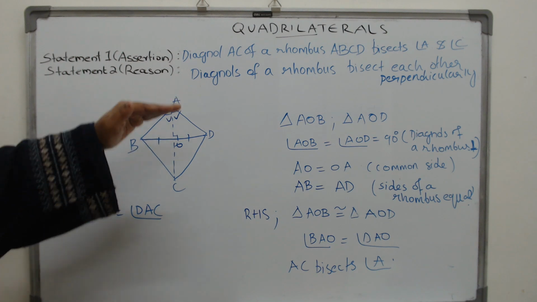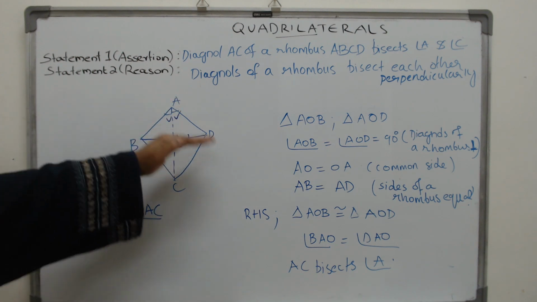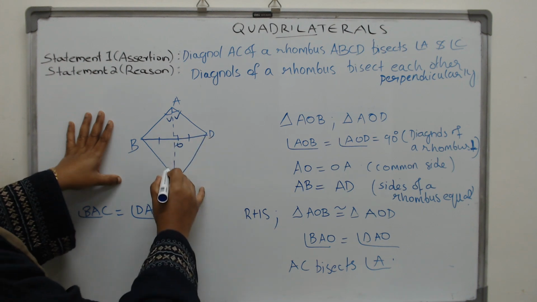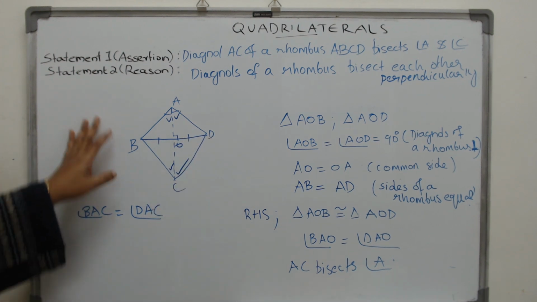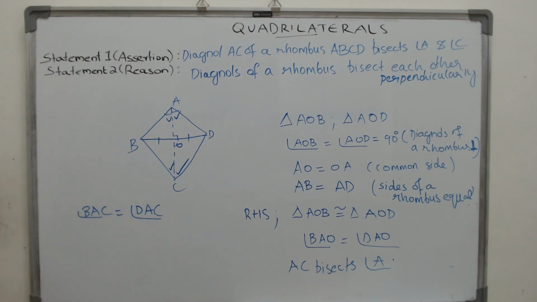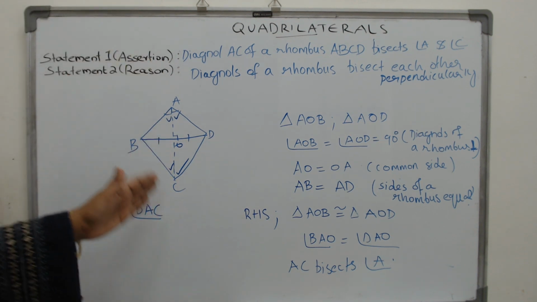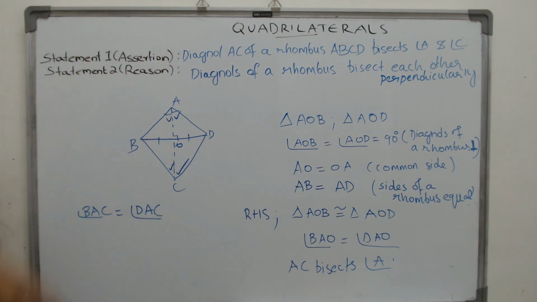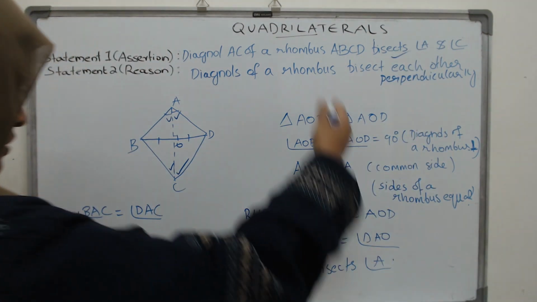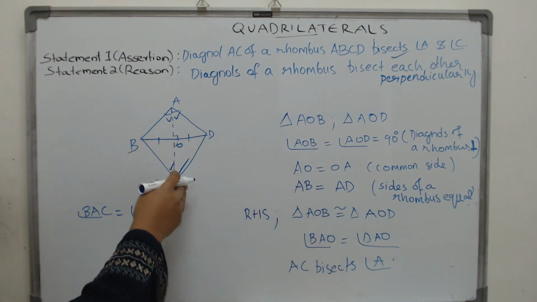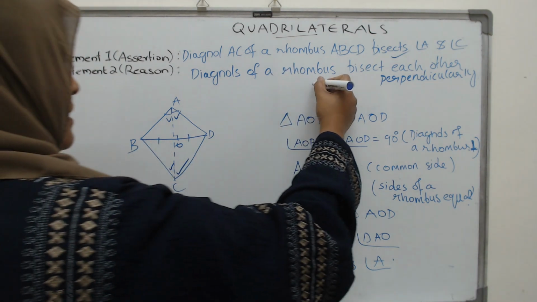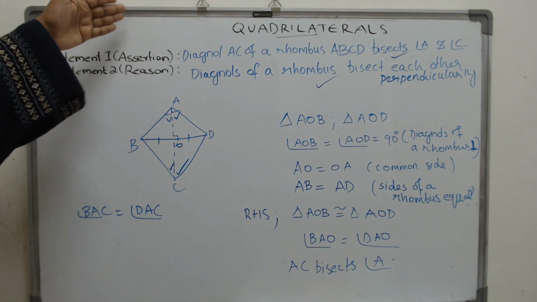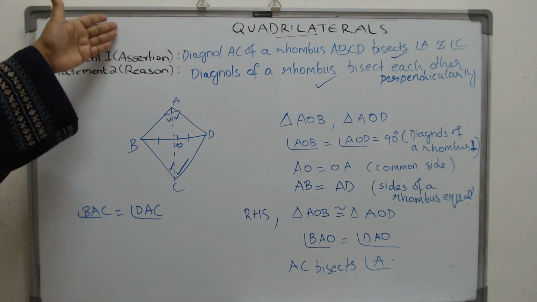Now repeat the same thing here with a different set of triangles. Now take BOC and BOC. Again you can prove these two angles are equal, which means what? The diagonal cuts it into two equal angles. Now is the first one true? We have just now proved. Now you can repeat that with the second set also. Is the second statement true? Correct. Is the second statement the reason for the first one? Yes.